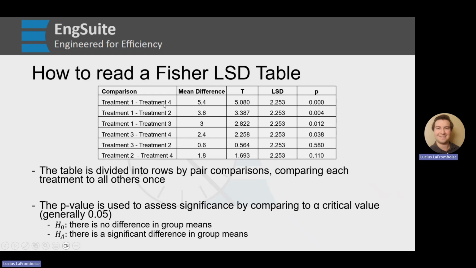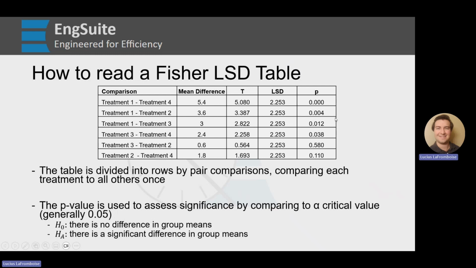So let's take a look at treatments 1 and 4. Using our 0.05 critical value, we see that this is less than 0.05, so we reject the null hypothesis, the null being that there is no difference in group means. If we reject that, we say there is a significant difference in group means. And we look at treatment 1 against 2 and 3, and we see the same thing, both less than our critical of 0.05.